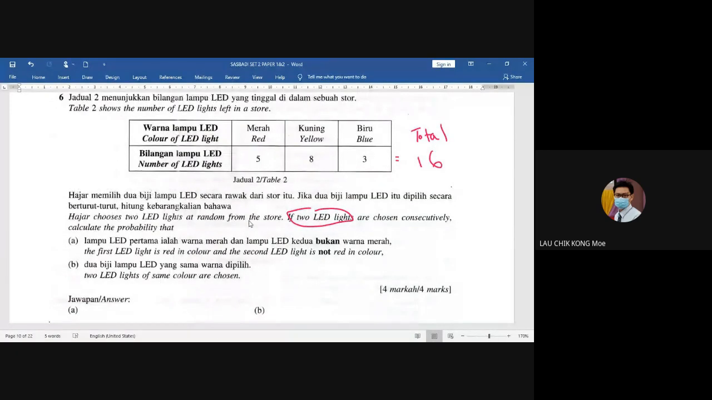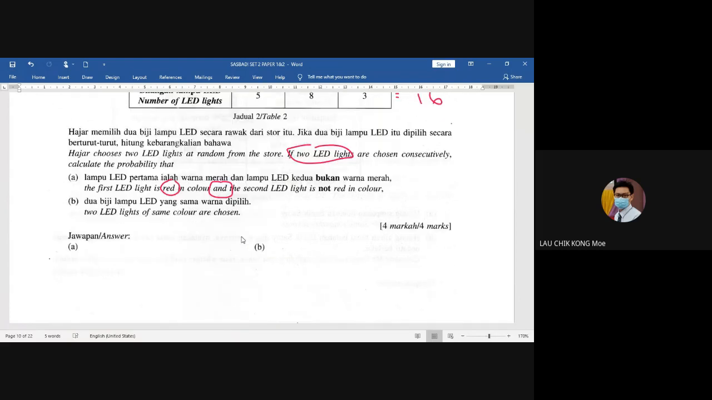Does the question say without replacement? No, right? It doesn't say replacement, so it means no replacement. We assume that it is without replacement. If it says replacement, it will tell you. If it doesn't tell you, it means no. So the first LED is red in color, and the second is not red color.